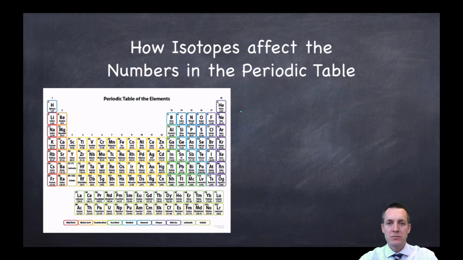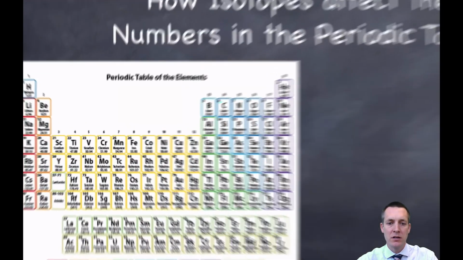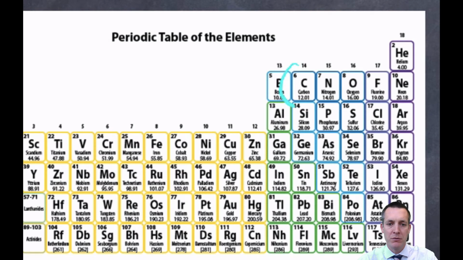Now, how do isotopes affect the numbers in the periodic table? Well, if we have a look at carbon, say, because we've been quite focused on carbon in this film so far, we can see that what looks like it might be the mass number, the bigger of these two numbers, is actually 12.01. And that's because there isn't only one isotope of carbon. As we've just seen in the previous slide, there's 3.